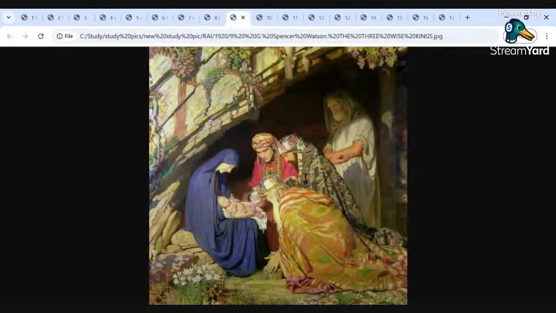All right, the next piece is by Spencer Watson. This is The Three Wise Kings. And of course, it's one of our first theological pieces, recalling the moment where Jesus was born, and there was the Magi as well.